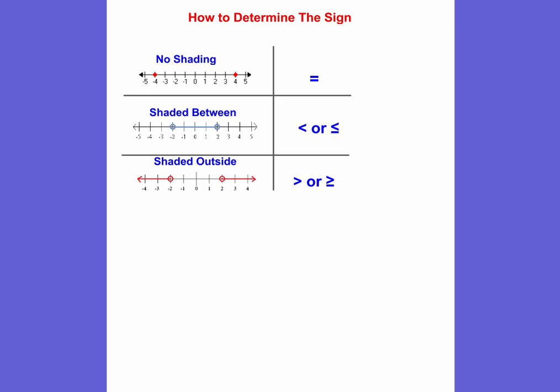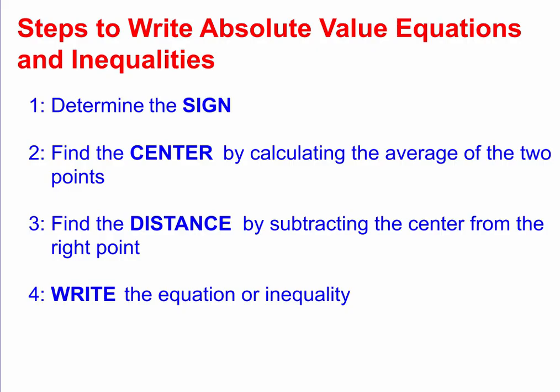Let's talk about the steps to write an absolute value equation or inequality based on a graph. Step 1 is to determine the sign, like I just showed you how to do. Step 2, find the center by taking the average of the 2 points. Step 3, find the distance by subtracting the center from the right point of the graph. And step 4 is just to write your equation or inequality. So let's go ahead and do this.